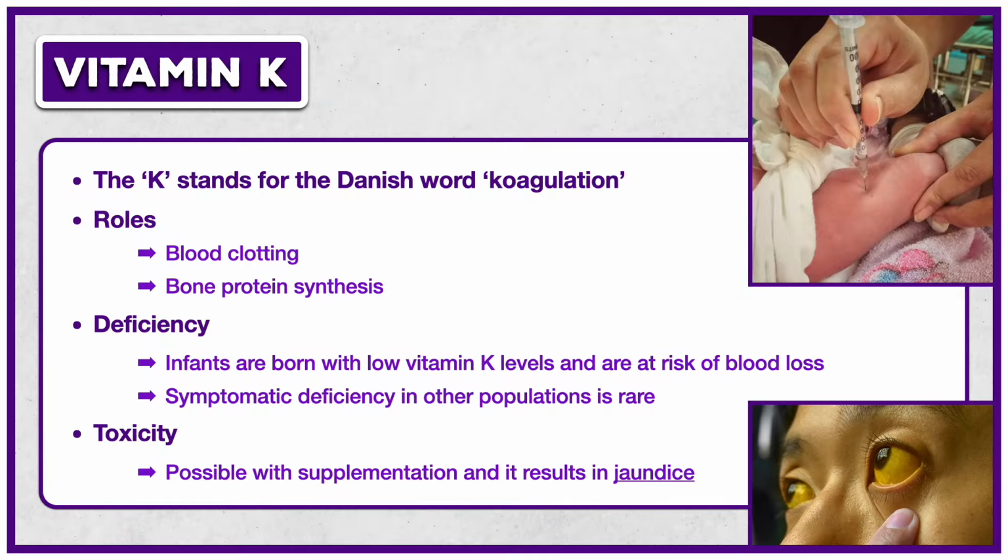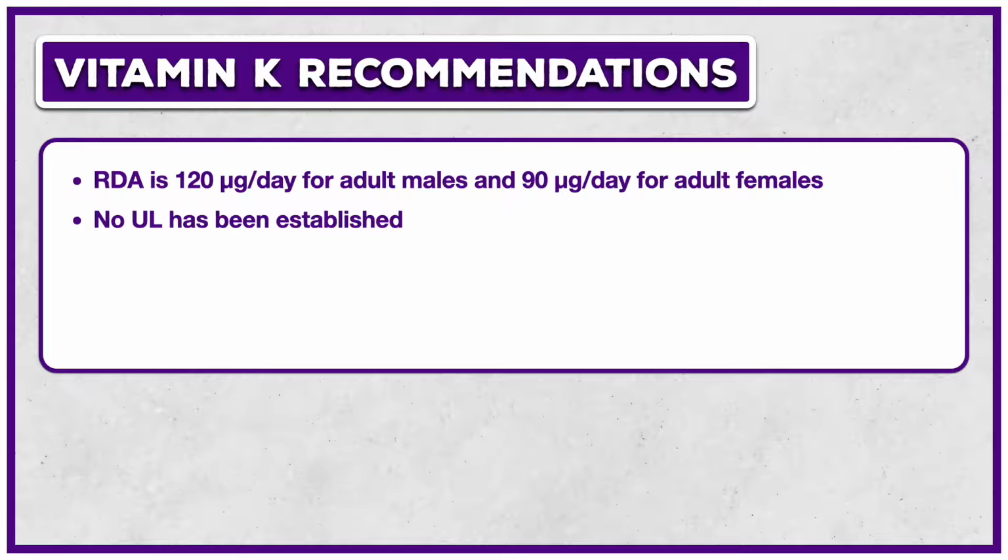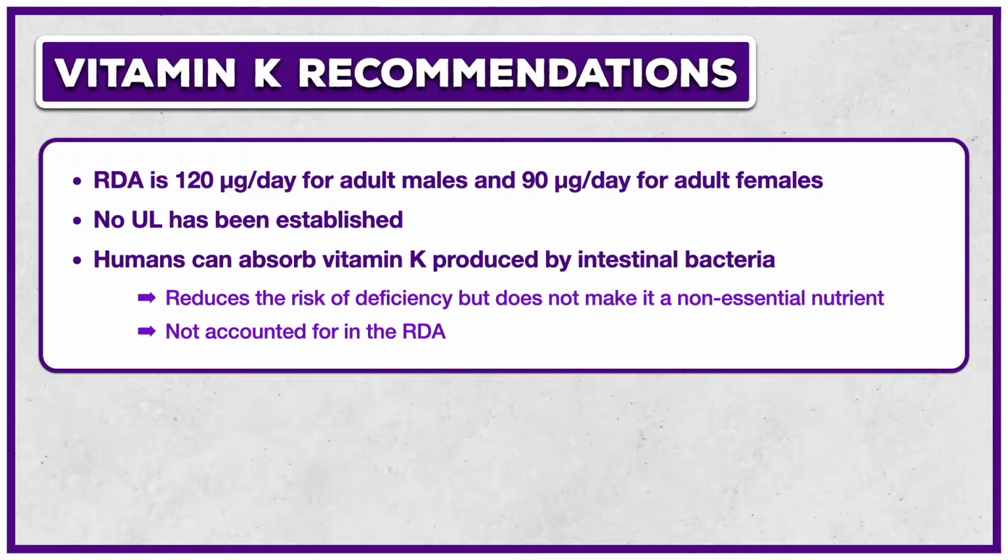Toxicity is possible with supplementation, and it results in jaundice, which is characterized by a yellowish appearance of the skin and the whites of the eyes caused by the liver's release of the blood cell pigment bilirubin. The RDA for vitamin K is 120 micrograms per day for adult males and 90 micrograms per day for adult females. No UL has been established, suggesting there's insufficient data to determine the specific amount by which the risk of toxicity substantially increases. As an aside, humans can absorb vitamin K produced by intestinal bacteria.